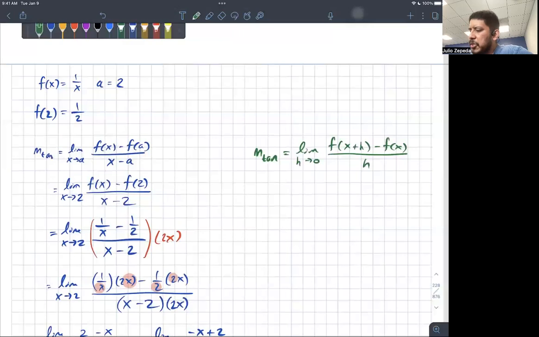by h. And so notice that here, the function is still the same thing. The function f of x is equal to 1 over x. But here we use the x value equal to 2. We don't have an a. Here the only point of interest is the x value itself, which is x equals 2. And we need to find f of x plus h. F of x plus h is just 1 over x plus h.